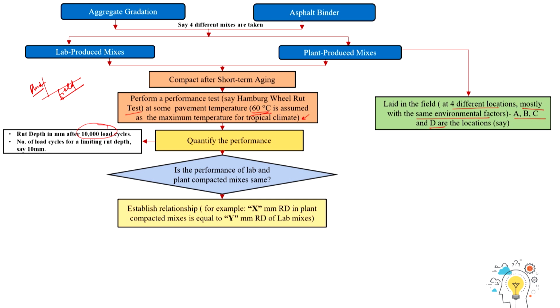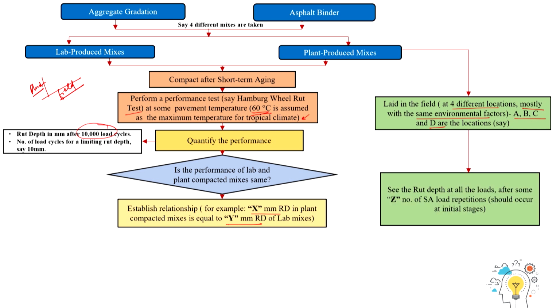So, establish a relationship, for example, x mm rut depth in the plant is equal to y mm rut depth in the lab. So, this is just a correction factor between lab and plant produced mixes. Once I have that, then the one which is laid in the field, I will observe the pavement for some time. So, I will see the rut depth at all the locations after some z number of standard axle load repetition.